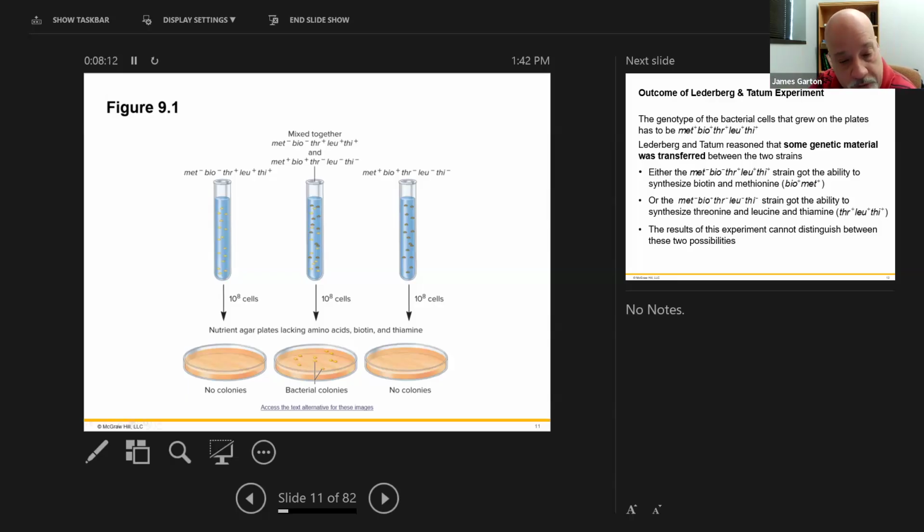And bacteria from this tube couldn't grow because they couldn't make methionine or biotin. The bacteria from this tube couldn't grow because they couldn't make these three things. But when they plated out the mixture, they got some colonies. And so something had happened when these bacteria were mixed.